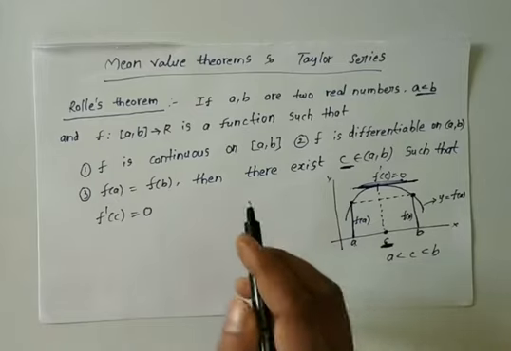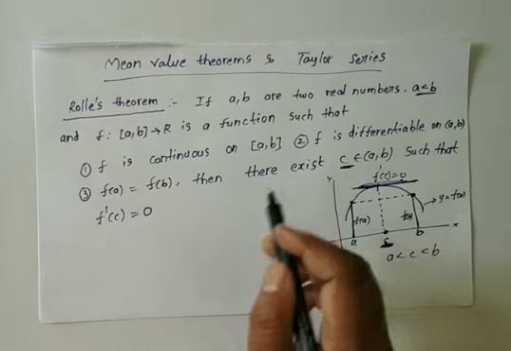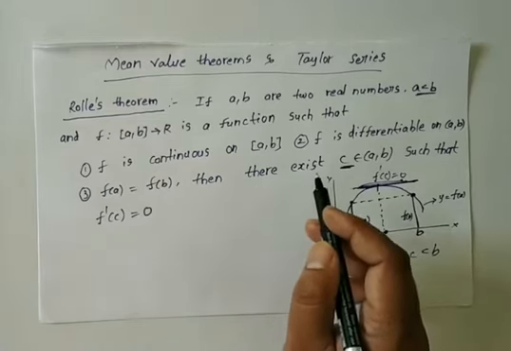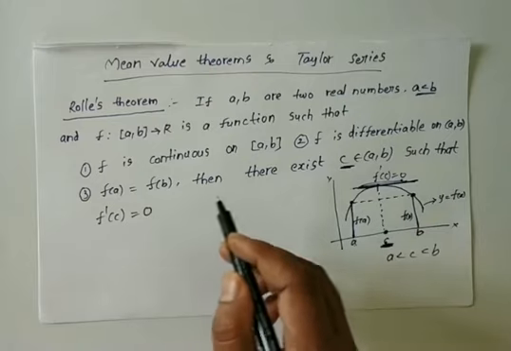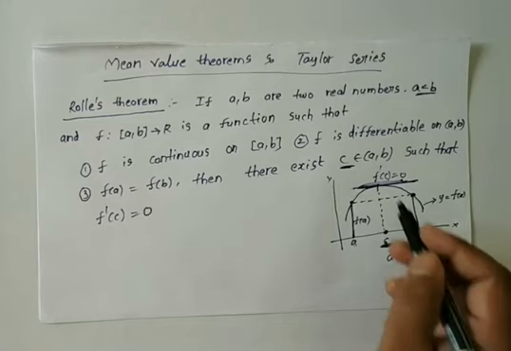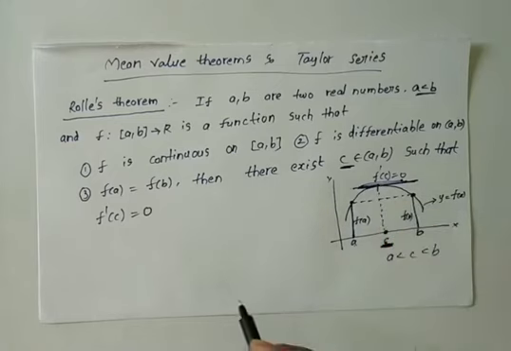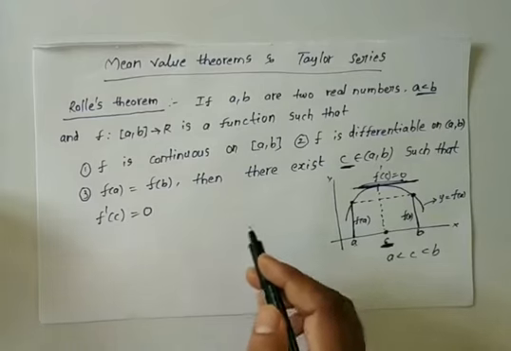So what is the first condition? Tell me. f of x is continuous on the closed interval a comma b. Second condition, f of x is differentiable on the open interval a comma b. Third condition, f of a is equal to f of b. Then there exists c which lies in the open interval a comma b such that f dash c is equal to 0. So this is the statement of Rolle's theorem.